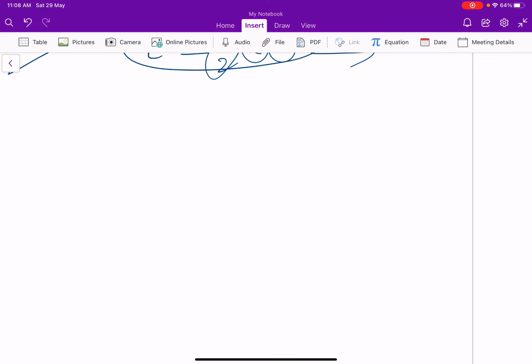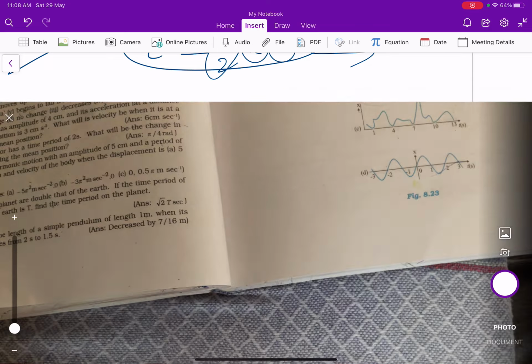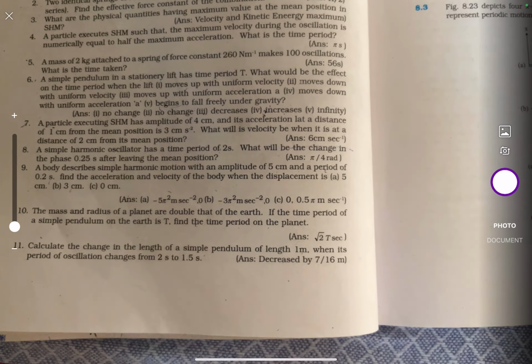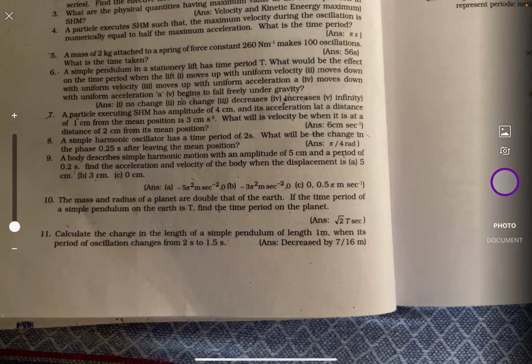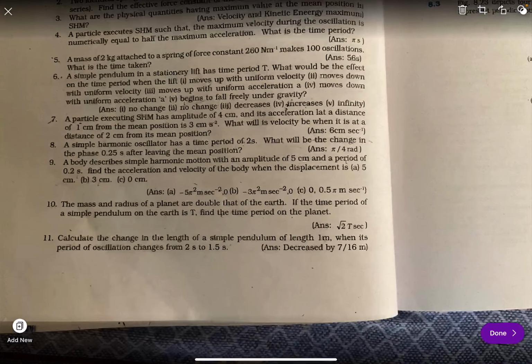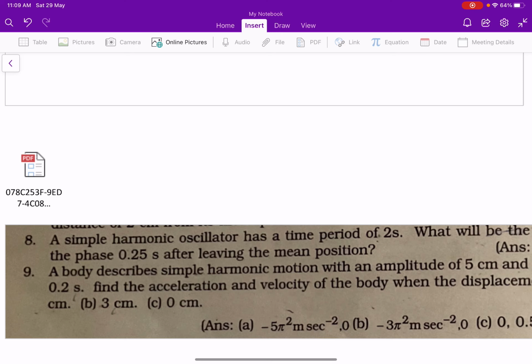Now we will discuss the rest of the problems here. Yesterday we discussed up to 7th one. Now we discuss from 8th one onwards. First we will discuss 8 and 9 here.